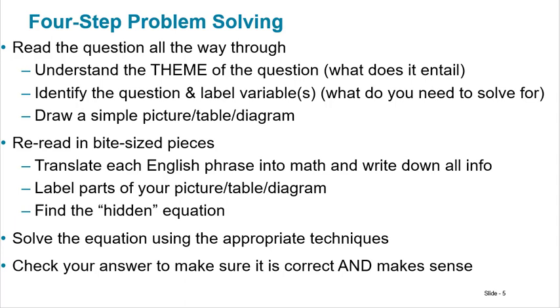Step 4 is just solve the darn thing. Now that you found that hidden equation, go ahead and solve it using the appropriate techniques. If it's quadratic, maybe use the quadratic formula. Maybe you're completing the square. Maybe you're just factoring it by the guess and check rule or the AC method. If it's a linear equation, you're using simple techniques for solving a linear equation. It all depends on what it is, how you solve it. And the last thing you want to do is check that answer, make sure it's correct, and make sure that it makes sense.